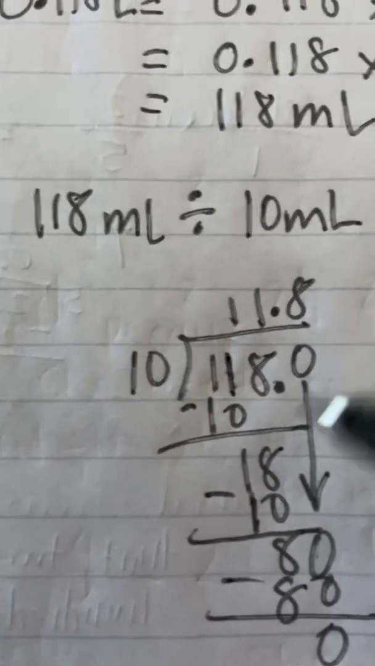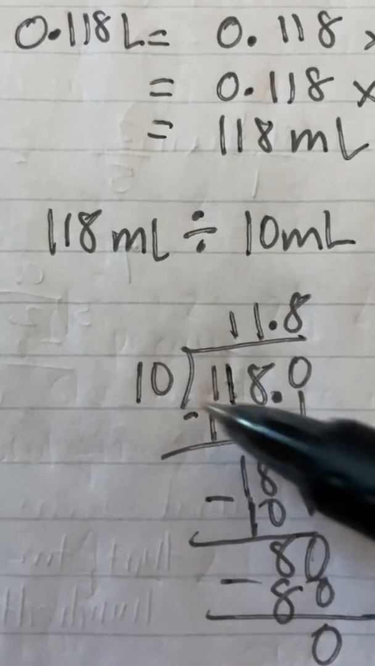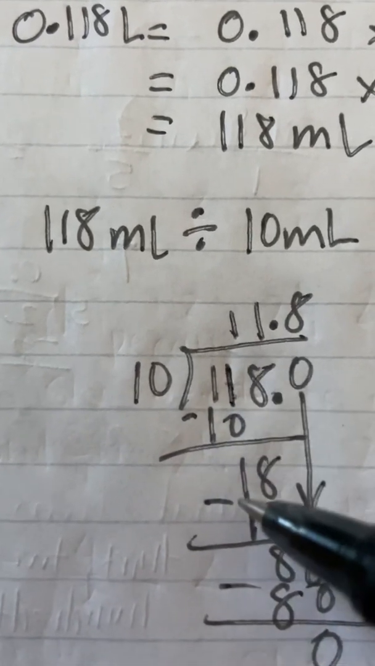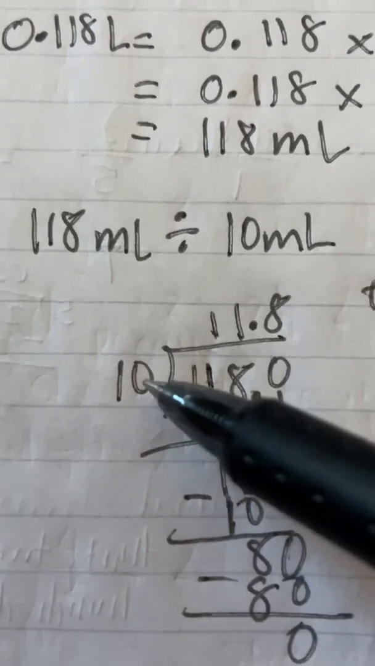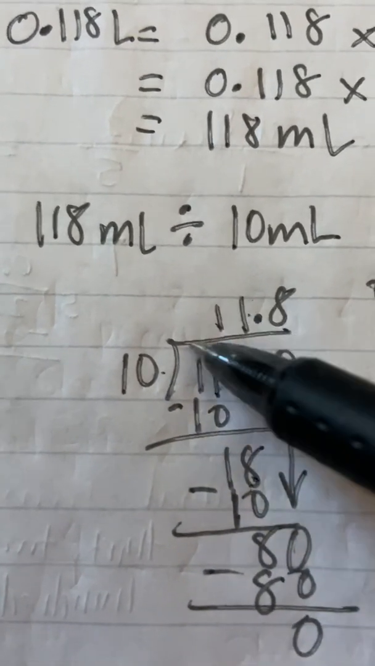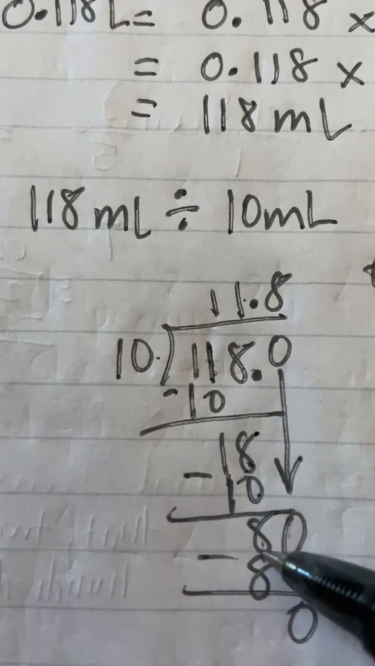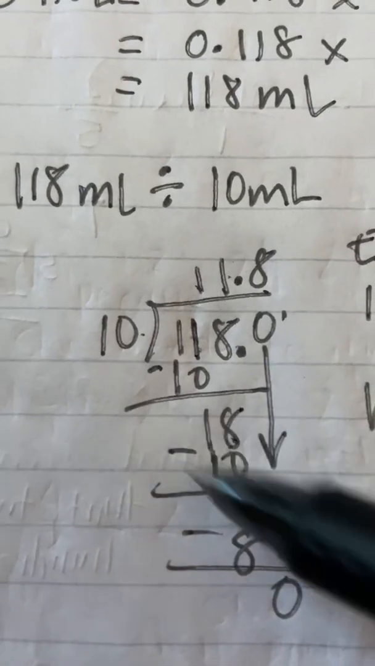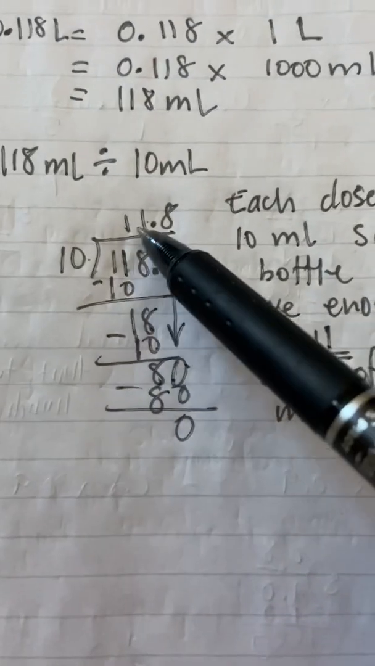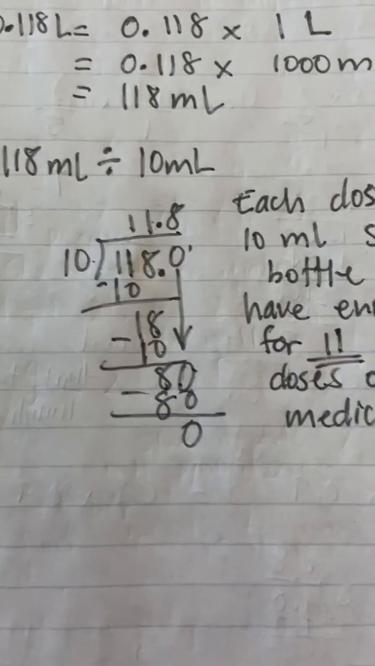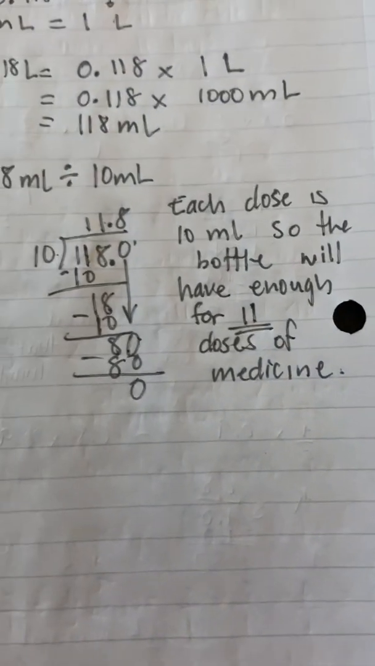Now it's right. So 1 times 10 is 10. 11 take away 10 is 1. Bring down the 8. 18 goes into 10 one time again. 1 times 10 is 10. 18 take away 10 is 8. Bring down a 0. 80 goes into 10 8 times. But again, we have enough for 11 full doses in the bottle.